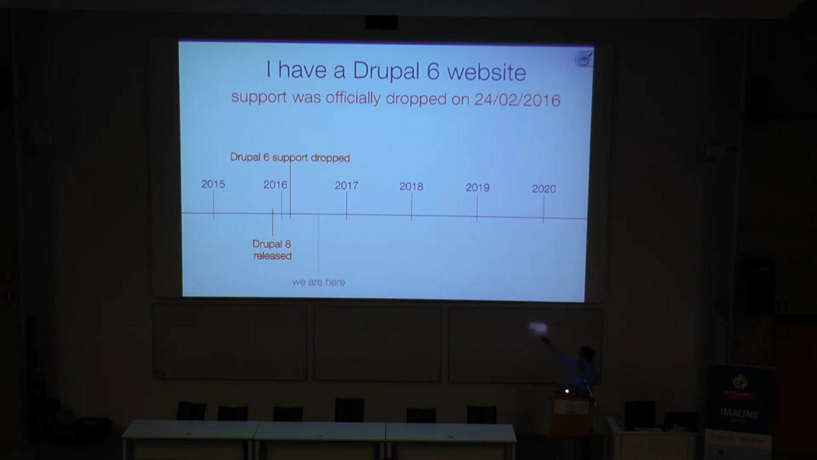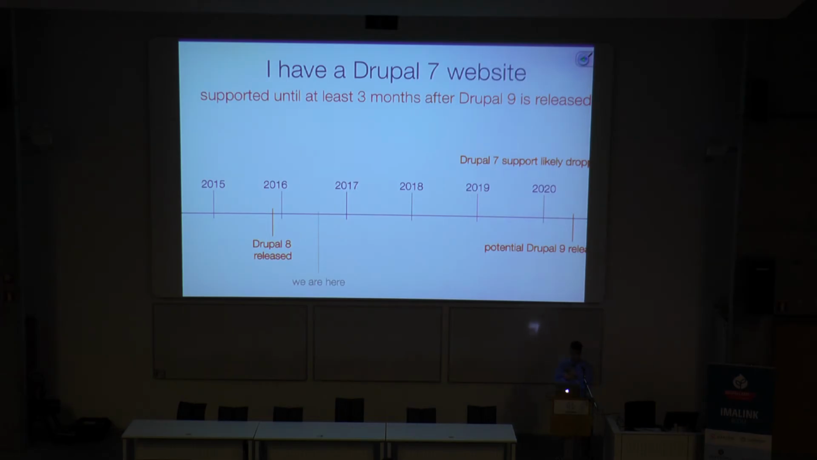We are now in September. If you have a Drupal 7 website running, then at this point, according to the documentation, it will be supported at least 3 months after Drupal 9 is released. There are a lot of discussions to make it last a bit longer. It depends on how many Drupal sites are still running on Drupal 7 by that point in time. But that is the information we have right now.